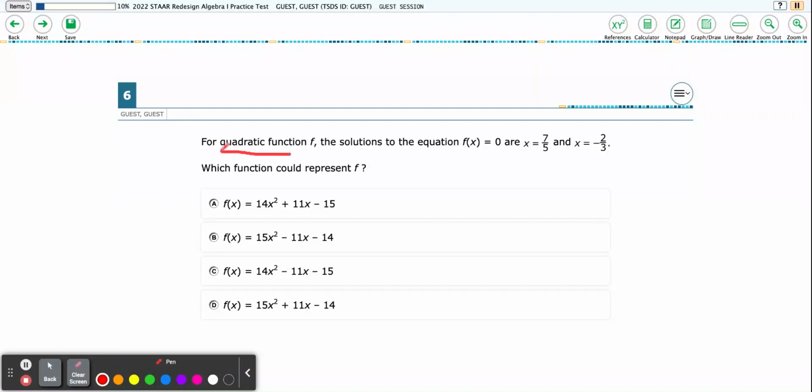So for the quadratic function f, the solutions to the equation f of x equals 0 are x equals 7/5 and x equals negative 2 over 3. And then I have these wonderful functions that will form a parabola. So I'm going to graph and match. Without even talking about what I'm looking for, I'm just going to start graphing and matching, which is something you can do. So I think graph, and match.